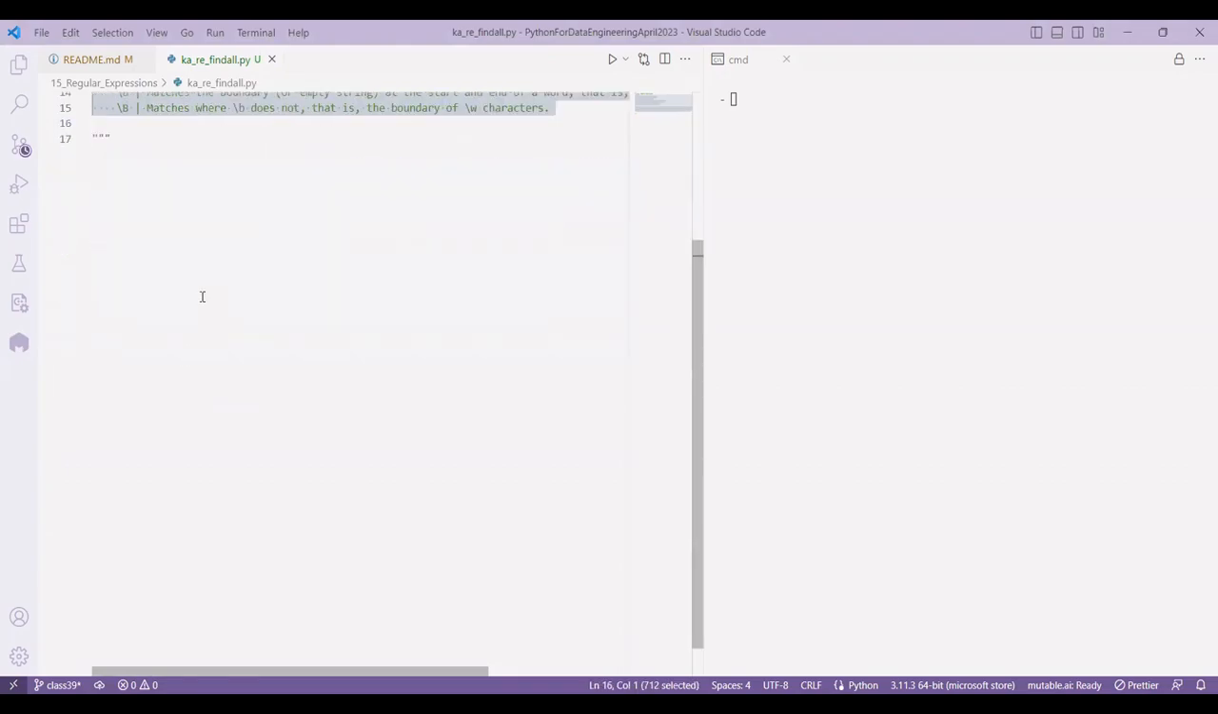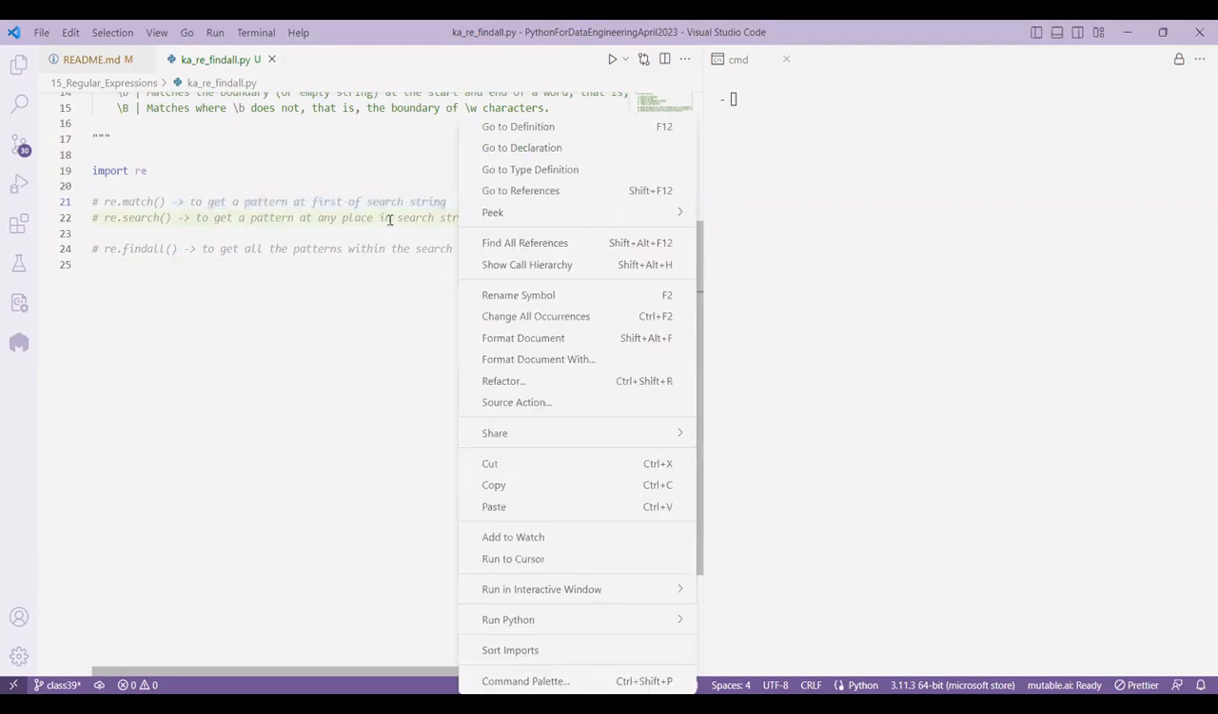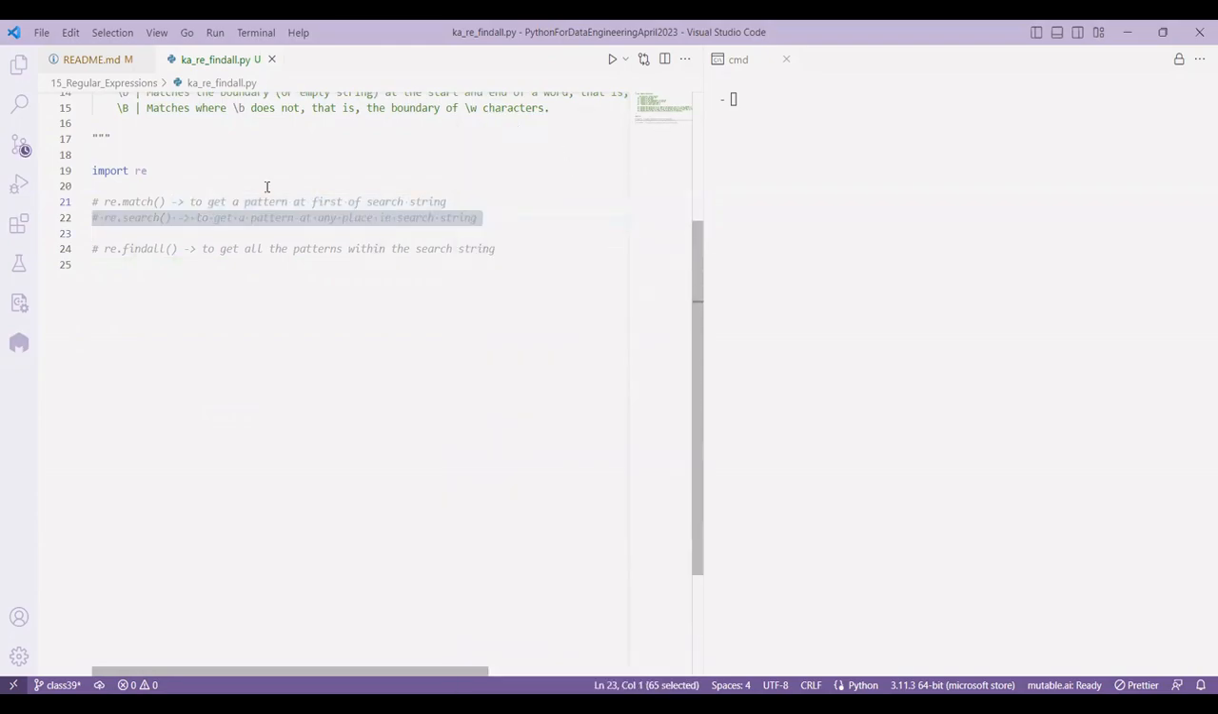But first, in terms of functionalities, re.match is to get at the starting. re.search means get anywhere: starting, middle, end. But both will give only one occurrence, right? But what if there are multiple occurrences? So then we need to go for findAll.